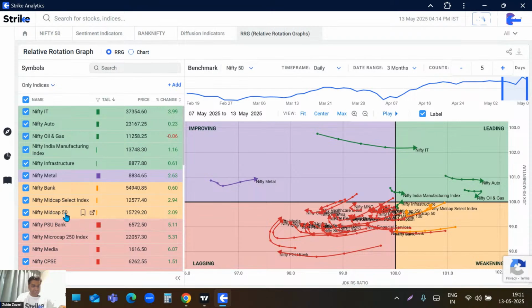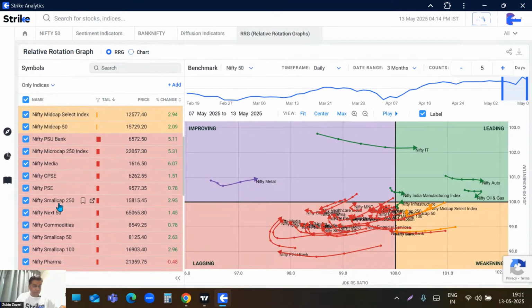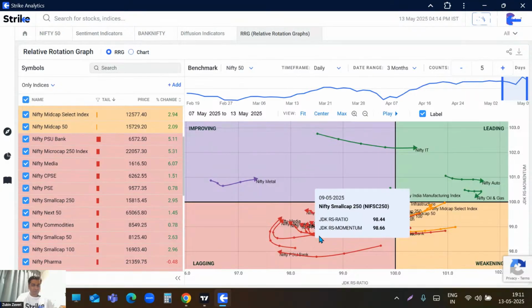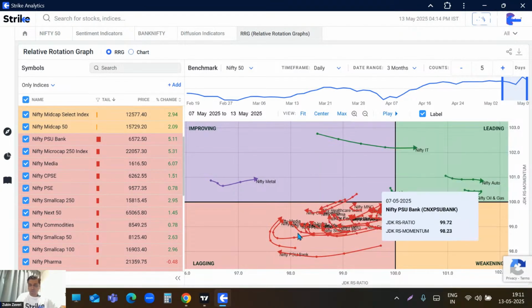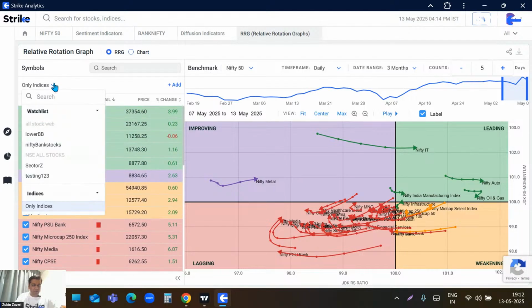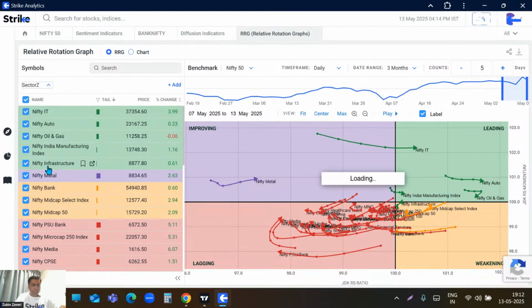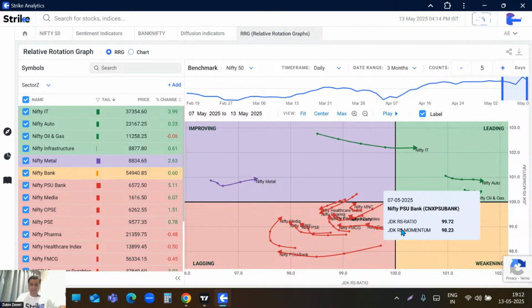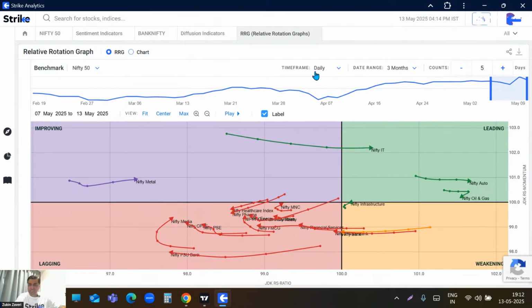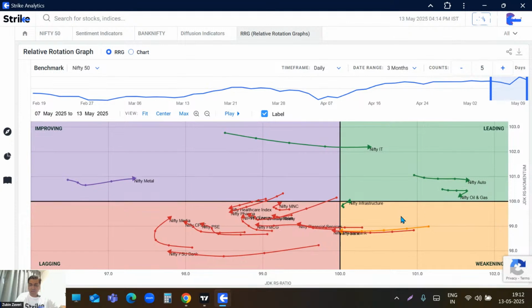You can see Nifty Mid Cap 50 is there, broader indices like Small Cap 250, Next 50, Small Cap 50. So this creates a lot of clutter, and because of that I have removed what is not needed, and I have kept only a few over here, so that there is less clutter. Now this is a daily time frame chart.